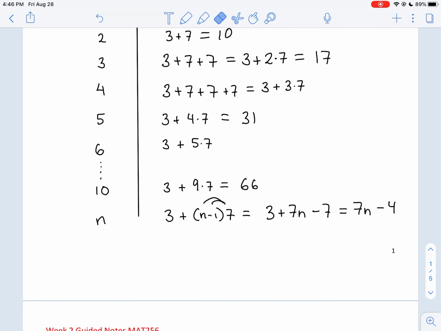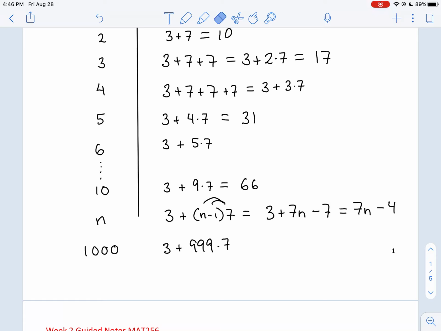Okay, so we've come up with a general formula we can use, and we can certainly use this now to figure out the 1,000th term. To get to the 1,000th term, I would add 999 sevens to 3. This is one way to do this. That's using this idea.